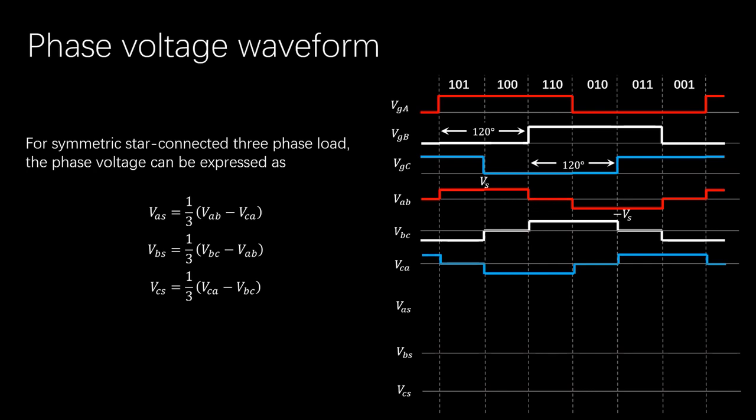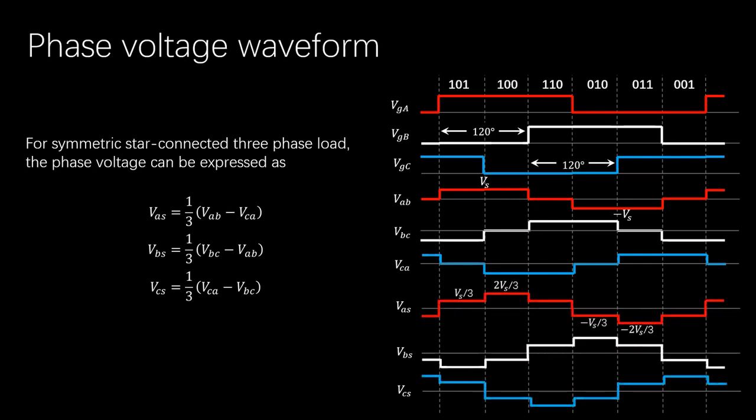According to the circuit theory, in a balanced three-phase circuit, the voltage of phase A is 1/3 of the difference between the line voltage VAB and VBC. With a similar method, the phase voltage of phase B and phase C can also be calculated. The phase voltage waveform for the three-phase square wave inverter is the alternate staircase waveform. In each cycle, there are 6 stairs. Therefore, it's also called 6-step inverter.